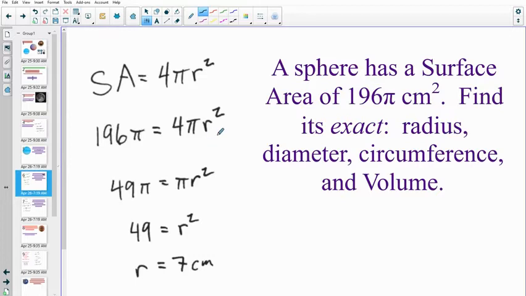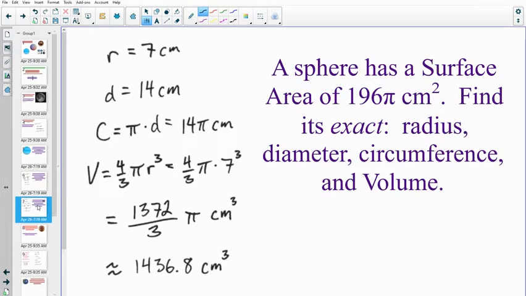And right away, there's only one thing that we're missing, and that is the radius. So divide both sides by 4 to get rid of the 4 on the right side. I could have divided by pi first. I chose to divide by 4 first, but it doesn't matter. Divide by pi, or if you want to just divide by 4 pi, you can do that, but be careful how you type that into your calculator. And then finally, since the radius squared is 49, then the radius is 7. So 1 down, 3 to go.